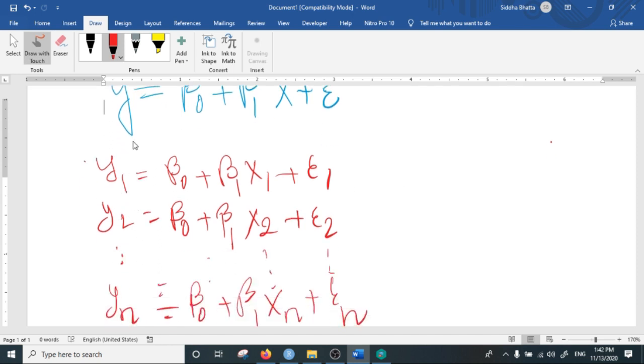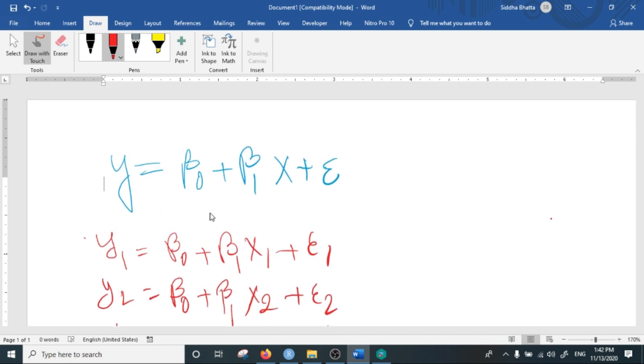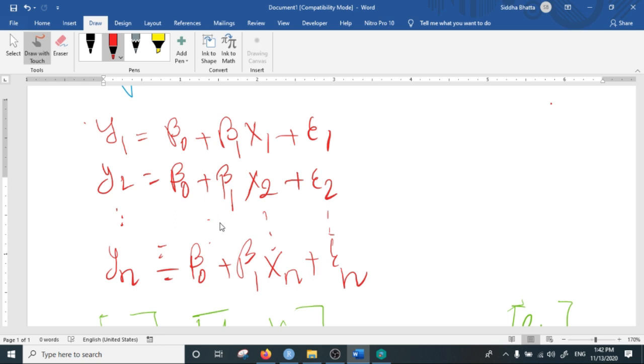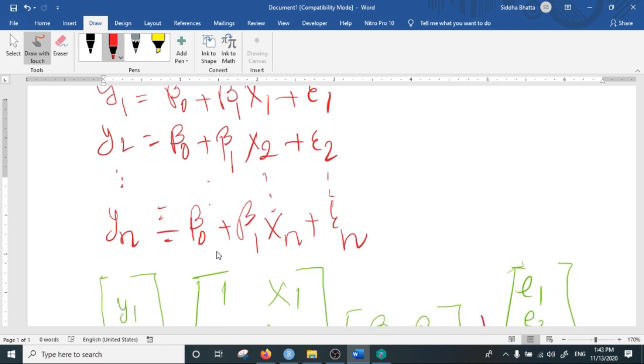Now for each data observation, we can write the regression model by keeping the observations of y and x. For instance, for the first observation of y and x, we can write y1 equals beta 0 plus beta 1 x1 plus epsilon 1. For the second data observation, we can write y2 equals beta 0 plus beta 1 x2 plus epsilon 2. And in this way, we can continue. For the last observation, we can write yn equals beta 0 plus beta 1 xn plus epsilon n.